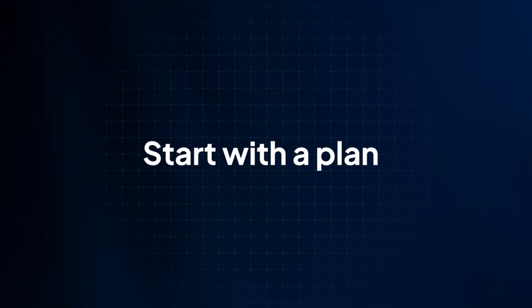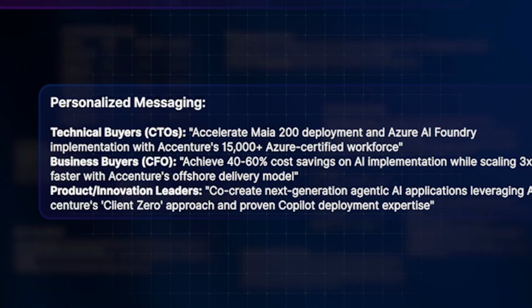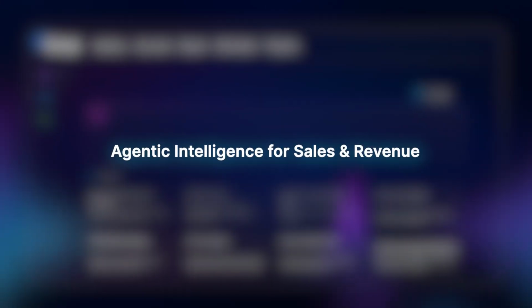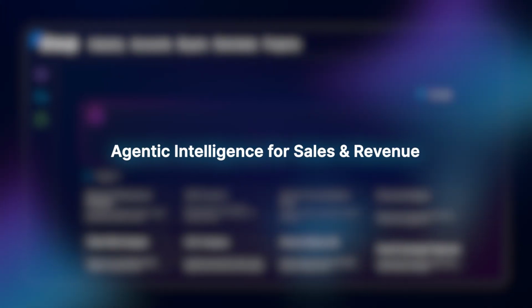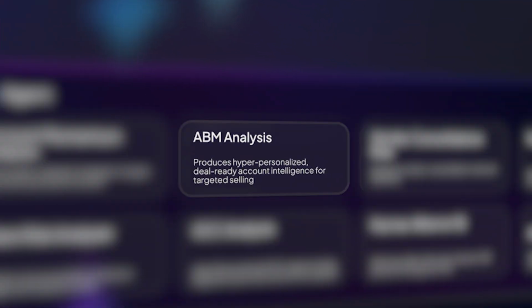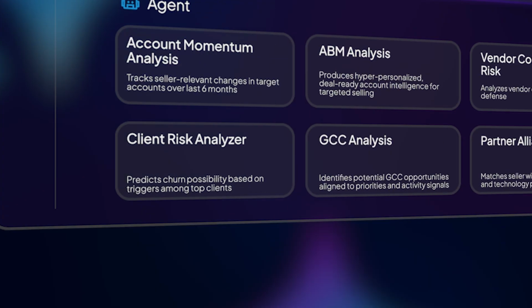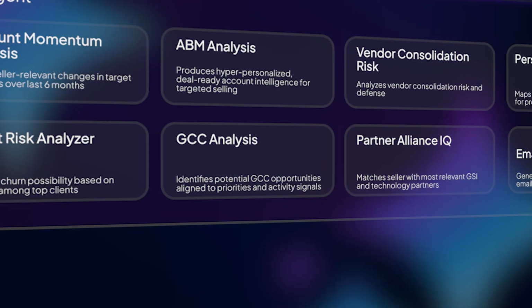This is how enterprise selling should start. Not with research, but with a seller-ready answer. Meet Draup for Sales Agent, agentic intelligence built for enterprise sales and revenue teams. Account intelligence, IBM plays, vendor risk, buyer mapping, churn signals, GCC opportunities, partner alignment, and more.